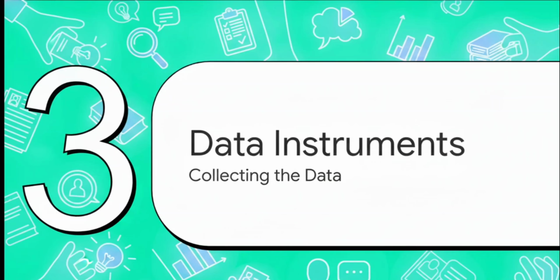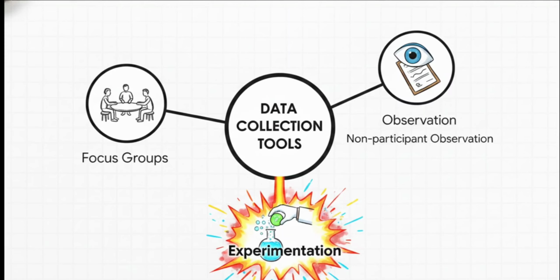All right, we've got our hypothesis locked in, but how on earth do we actually gather the data needed to prove if our educated guess is right or wrong? You've got quite a few tools in your toolkit here. You can use focus groups or dive into participant and non-participant observation. But one of the most powerful tools, especially if you're in business or marketing research, is experimentation. This is where you introduce a specific stimulus, completely control the environment, and measure exactly how people react.